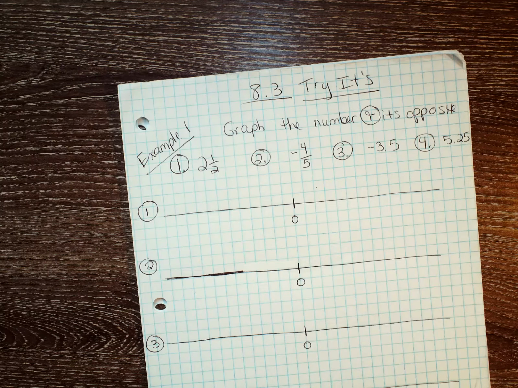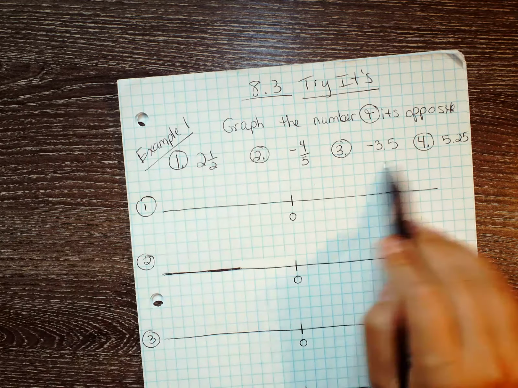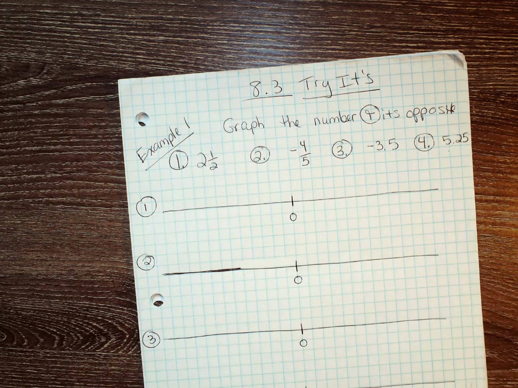All right, so we're going to just do example 1 right now, where it just talks about graphing the number and its opposite. So even though they're giving you just one rational number, they're actually asking for 2 parts because they're asking for the opposite. Let's recap on what an interval and an integer and a rational number are.